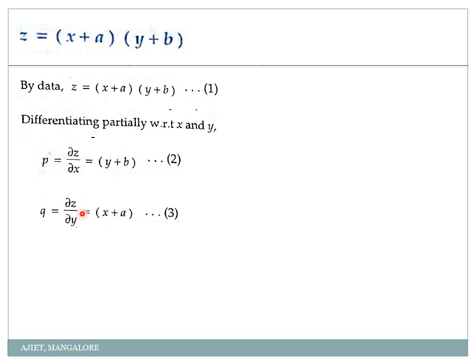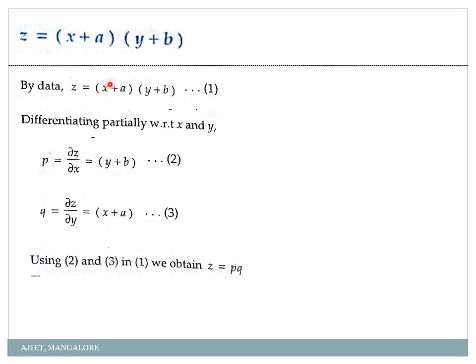So now what I can do in my given equation is, in the place of y plus b, can't I write p, which is dou z by dou x? Yes. And in the place of x plus a, can't I write q, which is dou z by dou y? Yes. So did we eliminate the constants there? Yes. So just check my next step. Using 2 and 3 in 1, we obtain z is equal to pq.